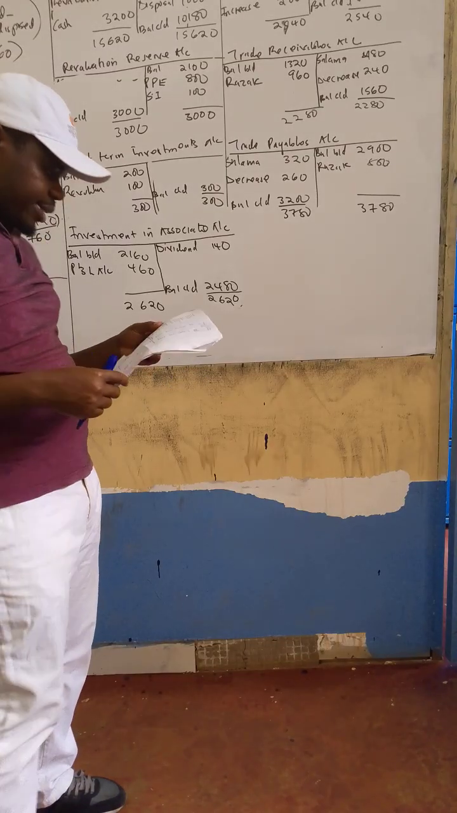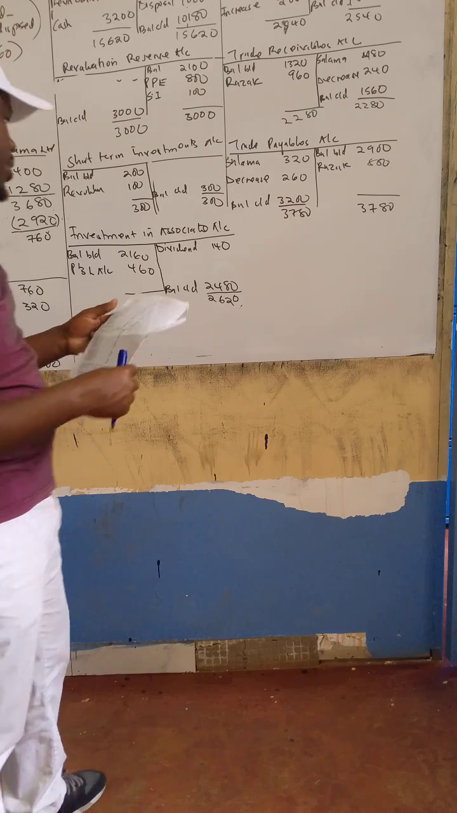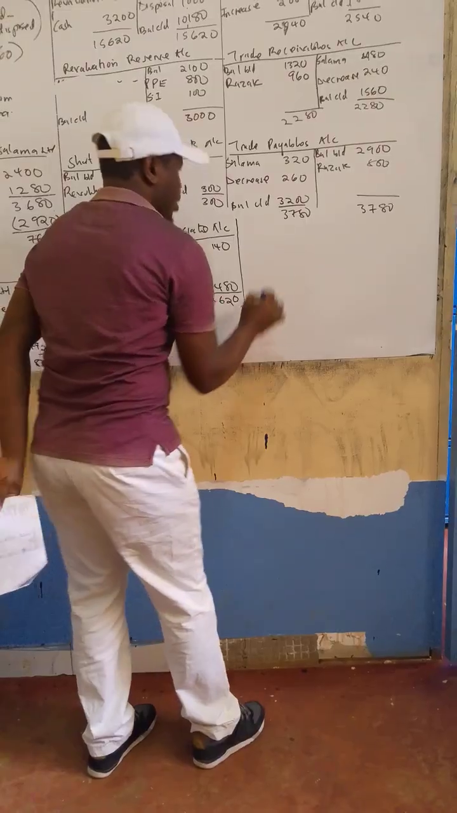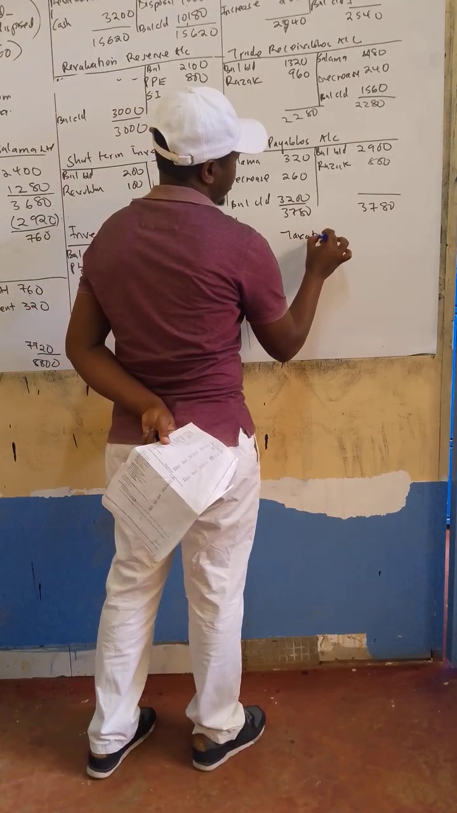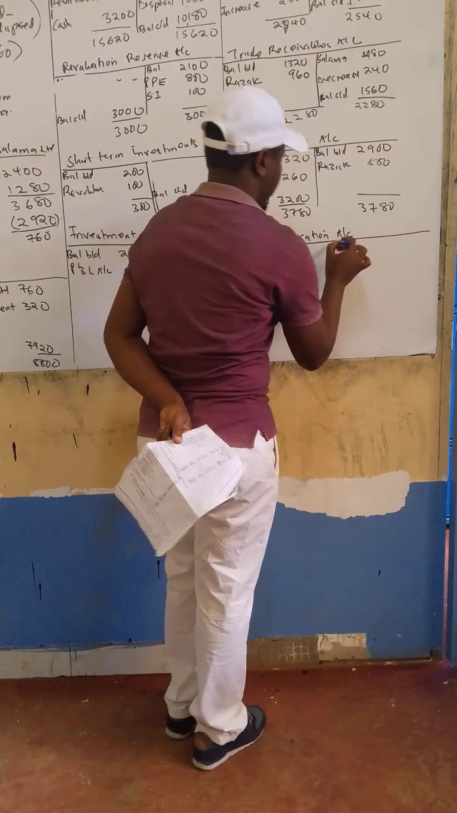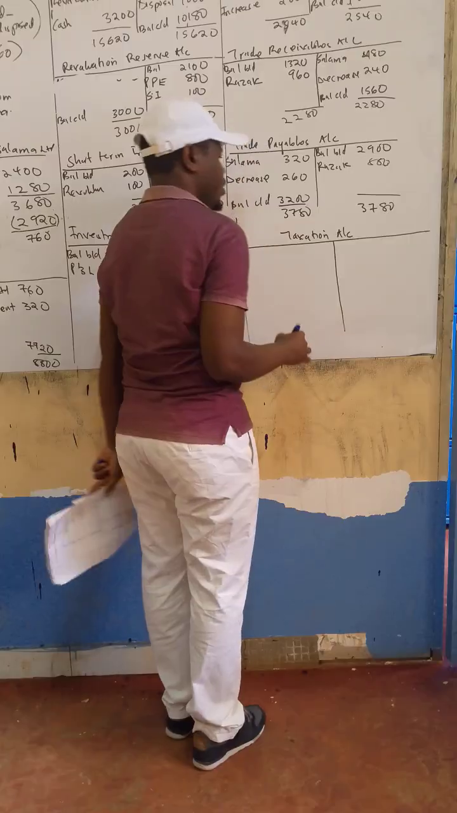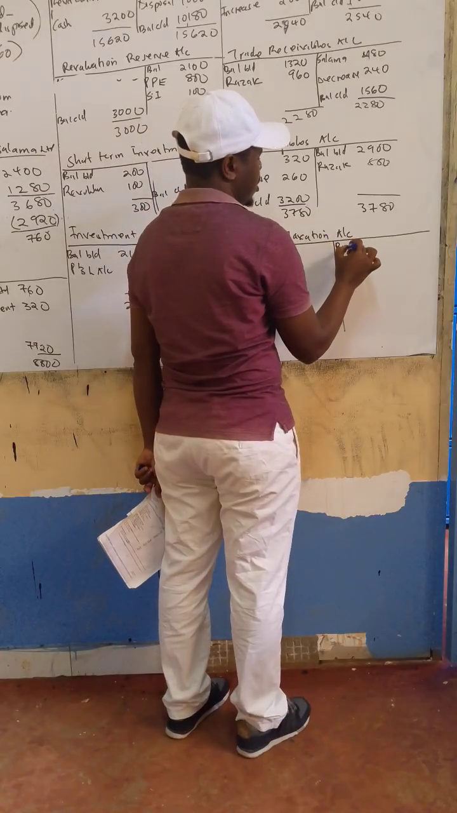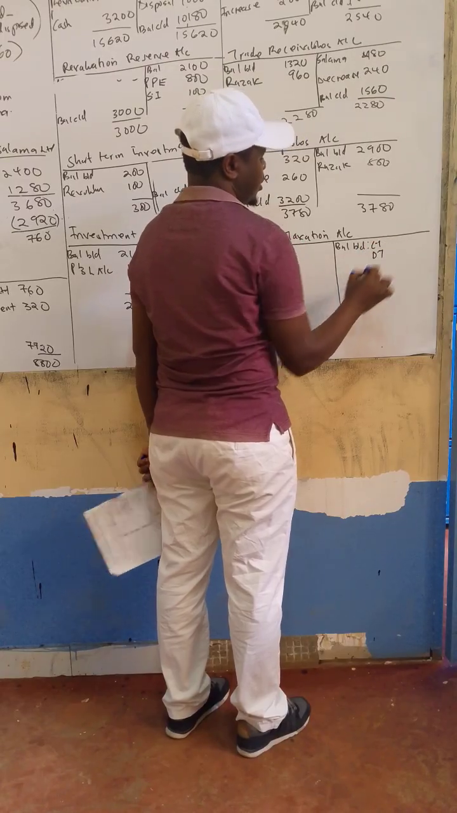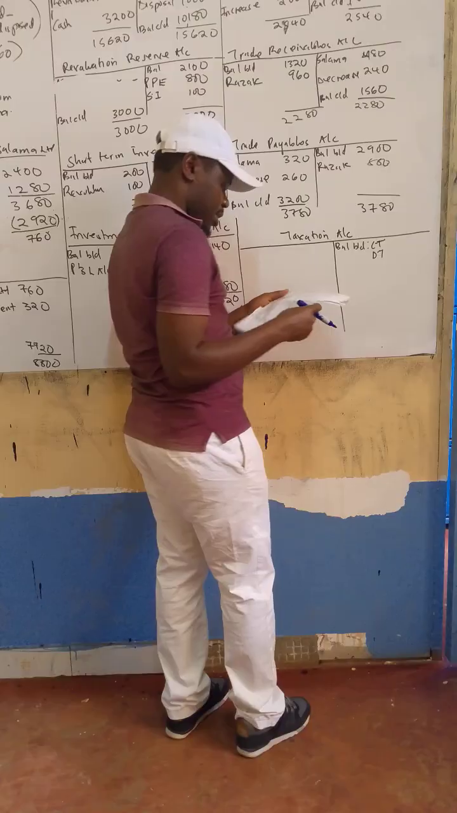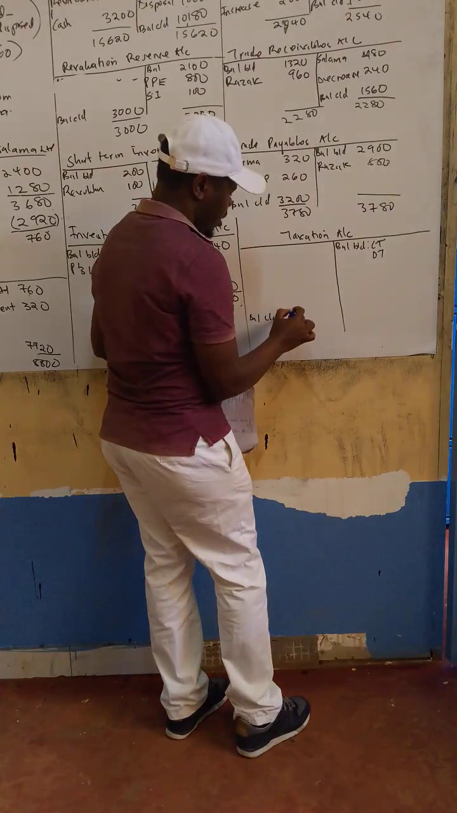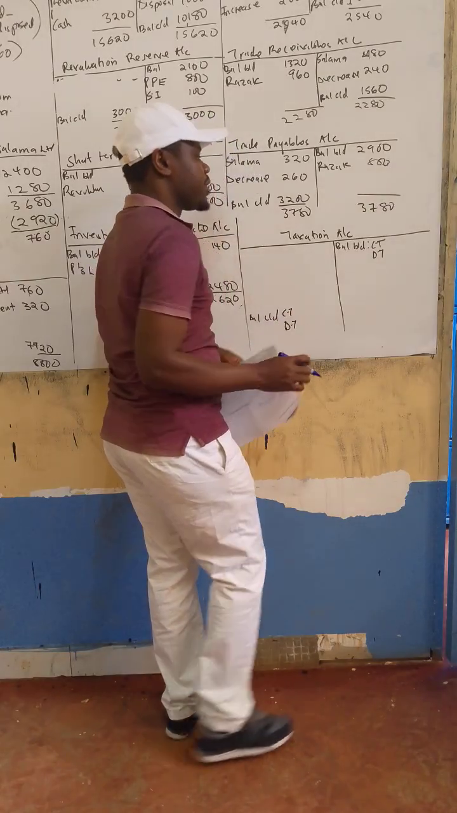And then let's look at the next thing, the taxation account. Of course, you know that all these taxes are tax liabilities. So balance brought down, we are going to have current tax and deferred tax. Again, balance carried down, we are going to have current tax and deferred tax.